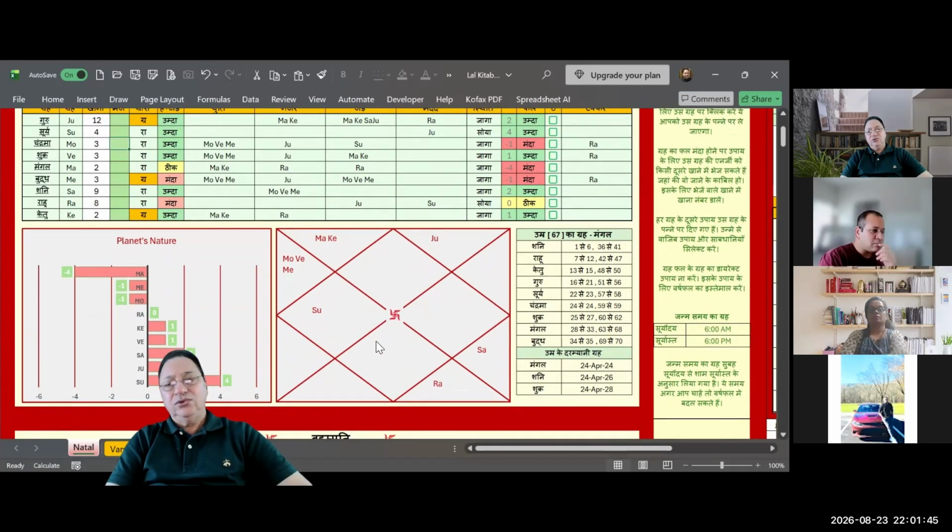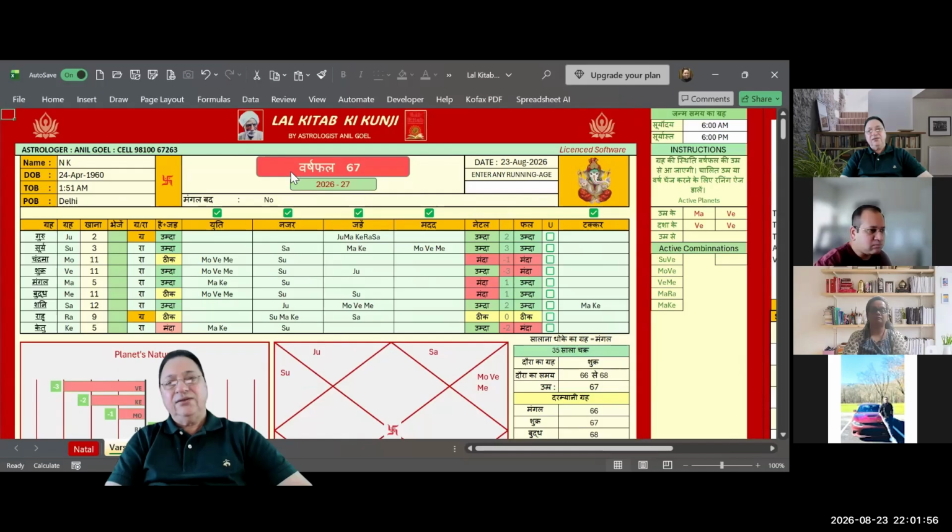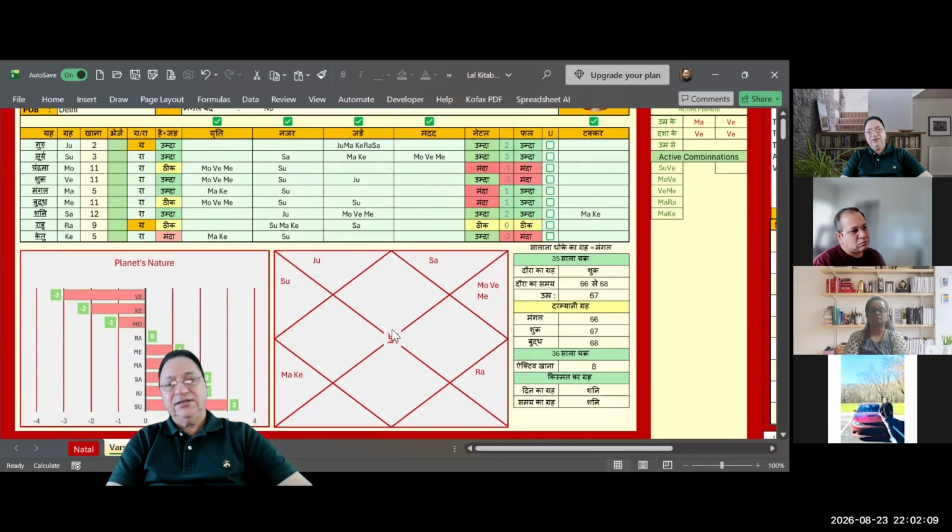Now, shall I move to Varshfal? Yes, please. Okay, the second sheet here is the Varshfal. If I click here, this is the Varshfal sheet. It will tell you the Varshfal is for the 67th year. Now this is based on the age of the person. This is the present year. And here, this is the Varshfal chart. It makes itself, and everything is coded in this.